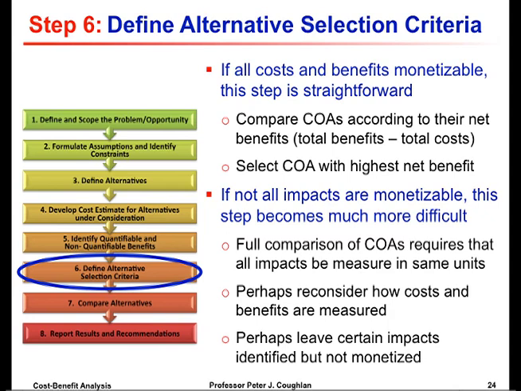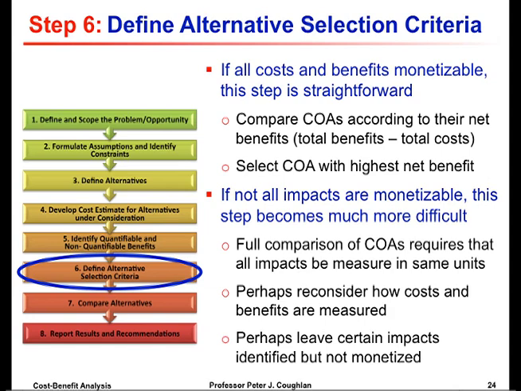Because if indeed everything is monetizable, then you just look at net benefits. You can figure out the total benefits in dollar figures, total costs. The difference is the net benefits. Select the course of action which maximizes the net benefit, has the highest net benefit.